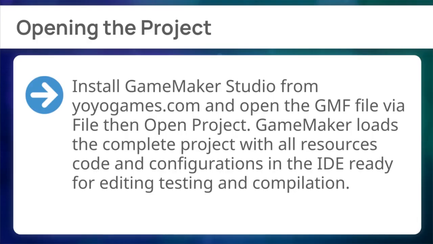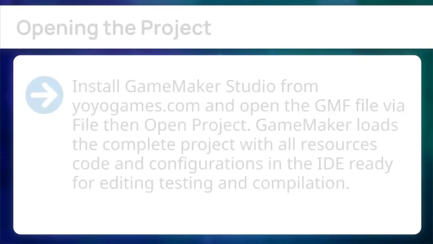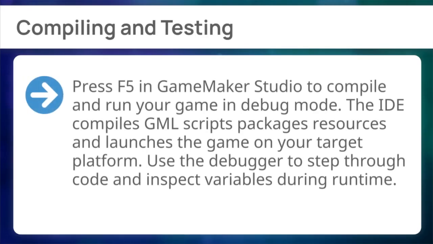GameMaker loads the complete project with all resources, code, and configurations in the IDE ready for editing, testing, and compilation. Next, compiling and testing. Press F5 in GameMaker Studio to compile and run your game in debug mode. The IDE compiles GML scripts, packages resources, and launches the game on your target platform. Use the debugger to step through code and inspect variables during runtime.